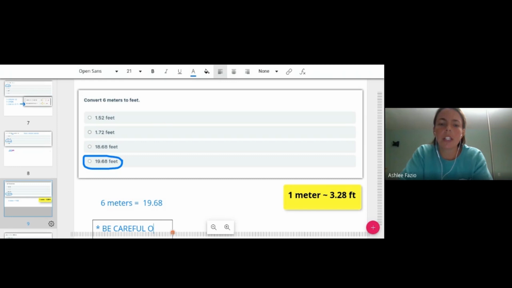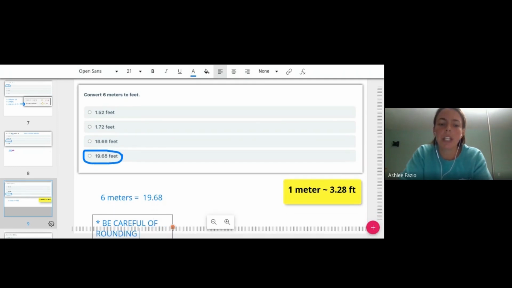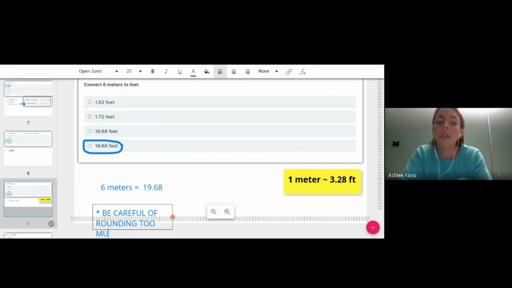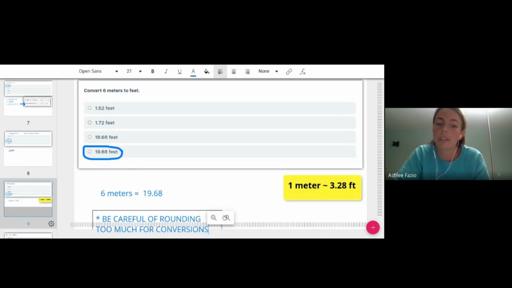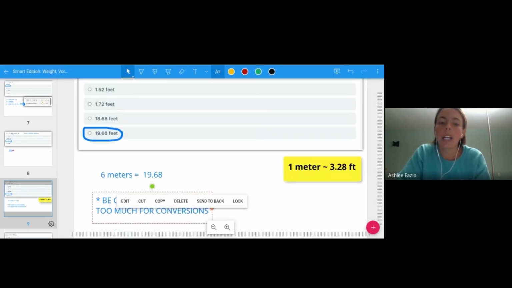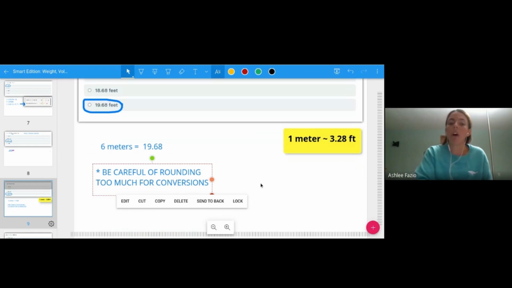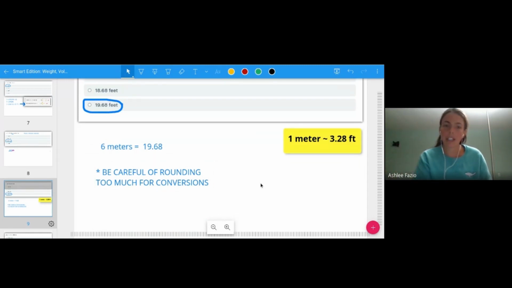Yeah, and I'm going to write that as a little note here. I'm going to just say, be careful of rounding too much for these conversions, because sometimes it's nice and easy to estimate and be able to round and use easy numbers. But in a question like this, that could really throw you off. So the more specific you can be, the more accurate of a conversion that you can have memorized, the better. That's a really good point, John. I'm glad you brought that up.